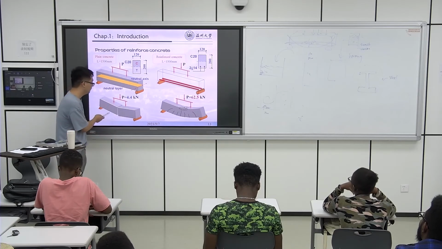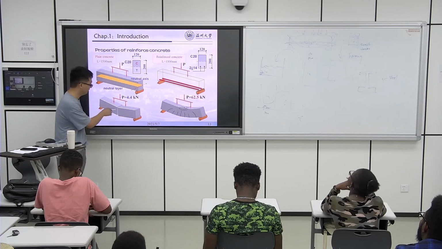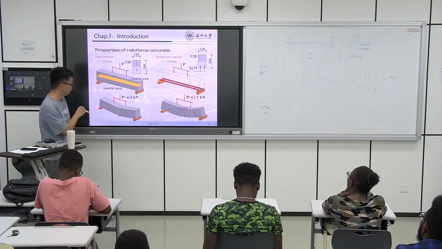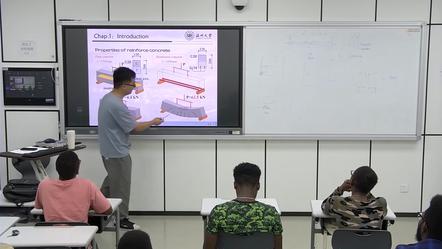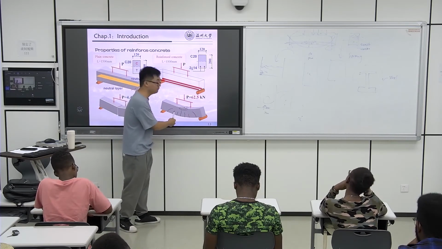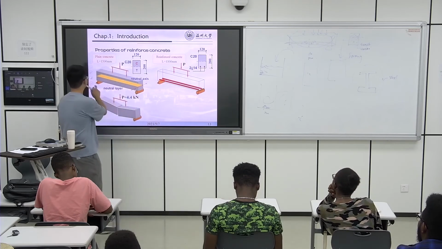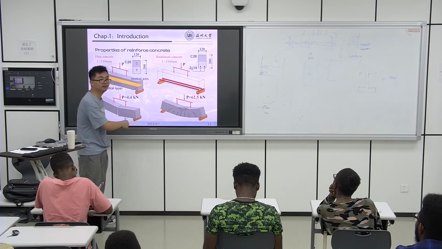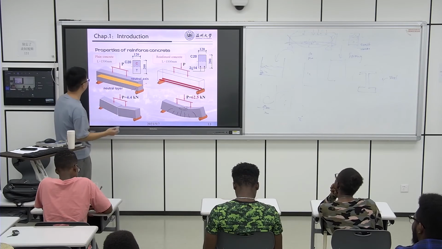For the concrete, they are brittle. They will break suddenly. But here, if we do the test, we will see some cracks occur on the beam. So the failure mode is different. Here, I hope everyone has a rough idea.